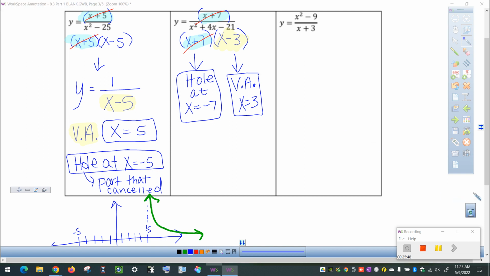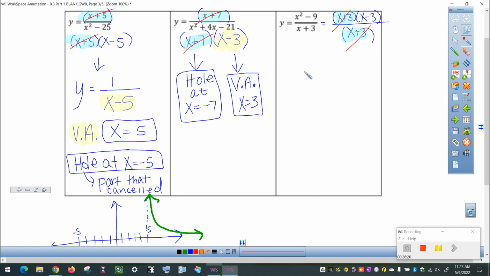All right, then we have something really interesting happening in the third problem. Notice how on this one, it's not the denominator that can be factored, it's actually the numerator. The numerator is a difference of squares, so that's going to factor into x plus 3 times x minus 3. And on this one, we also had an x plus 3 in the bottom.